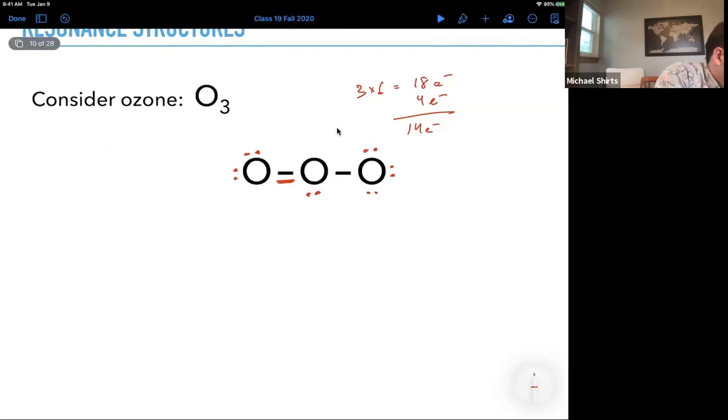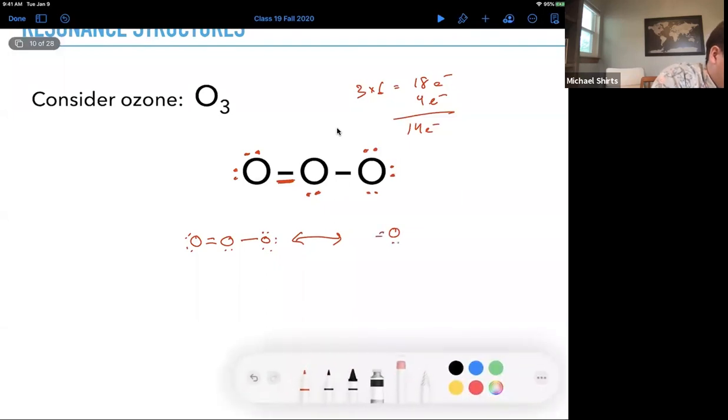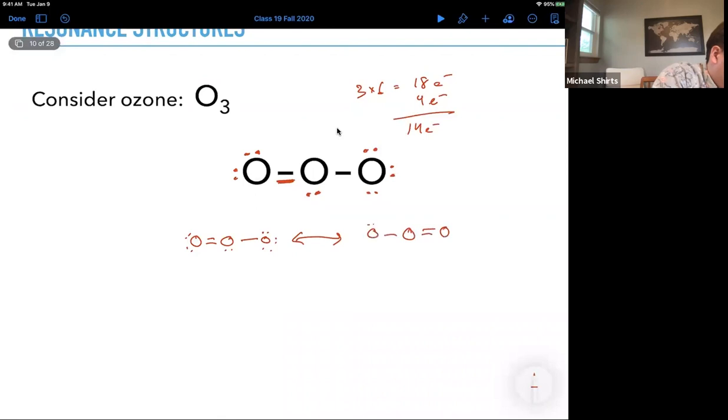You could imagine this structure here, which is what we have. And you've also got this structure here, where we've got the double bond over here. Now, both of those are just as good as the other one, right? There's nothing to say one over the other, and they're equivalent. So could we just say that there's just one structure, the structure where you have a double bond and we can't really tell the difference?